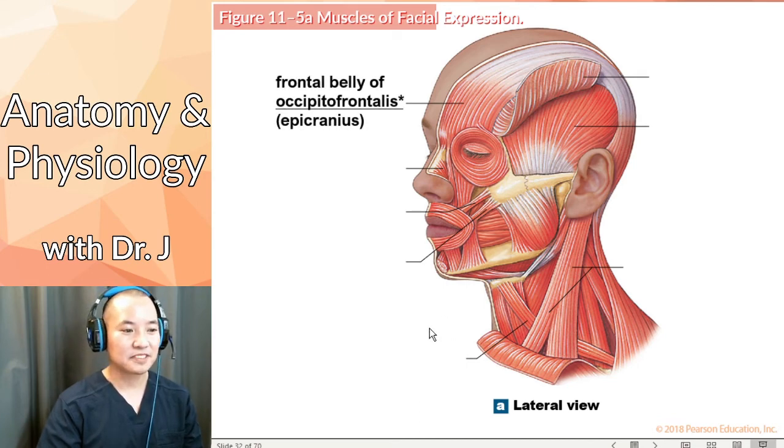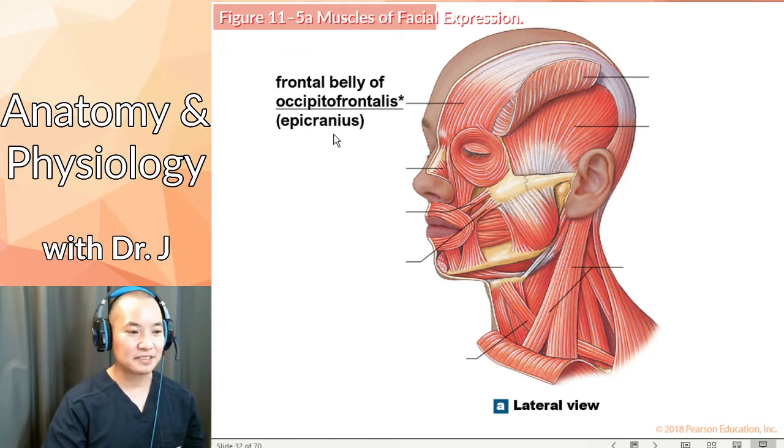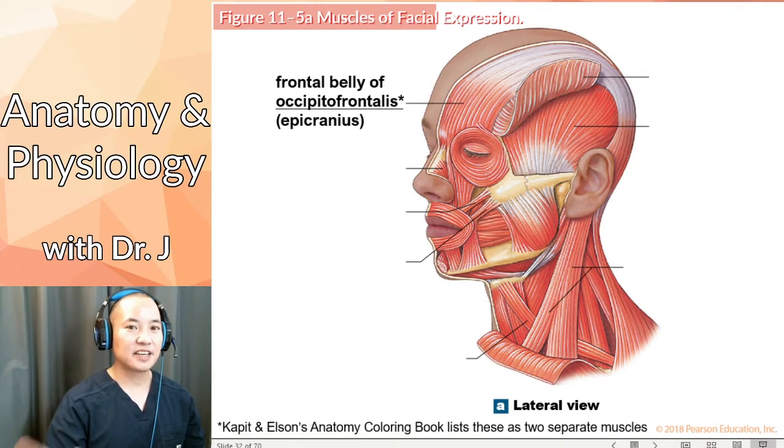So occipitofrontalis, and this is also called the epicranius. They are one and the same muscle. Sometimes you see epicranius; I think your lab book might call it that. Know that the occipitofrontalis and the epicranius are one and the same. Actually, if you're using the Kapit and Elson's anatomy coloring book, it does list a separate listing for frontalis and occipitalis. But again, most anatomy sources refer to it as the same thing, like a fused muscle, occipitofrontalis.